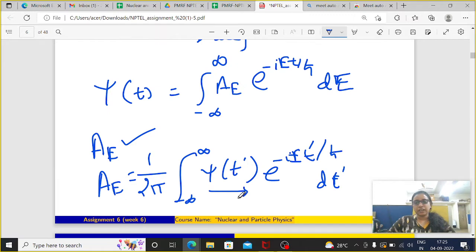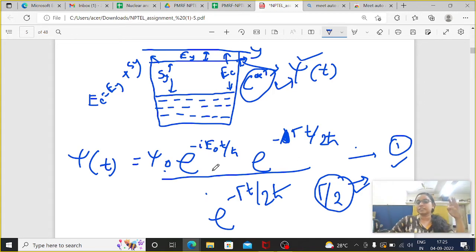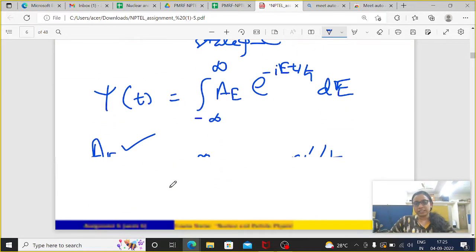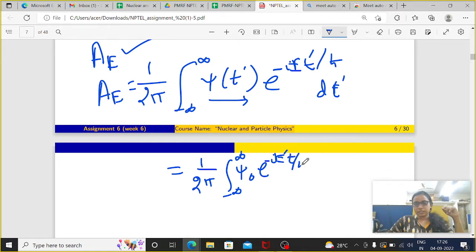So what is psi(t prime)? As I already told you, psi(t prime) has the expression psi 0 e to the power minus E0 t prime by h bar, e to the power minus gamma t prime by 2 h bar. Just putting all the things into our calculation, we can get the value of A(E). I'm not doing all the calculations here. It is the integral from minus infinity to infinity of psi 0 e to the power minus iE prime t by h bar, e to the power minus gamma t prime by 2 h bar, then e to the power minus iEt prime by h bar, then dt prime. So this is the calculation for A(E).